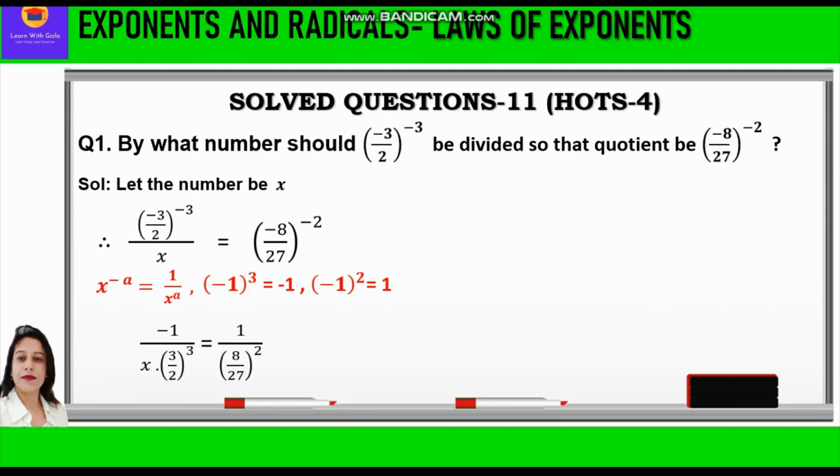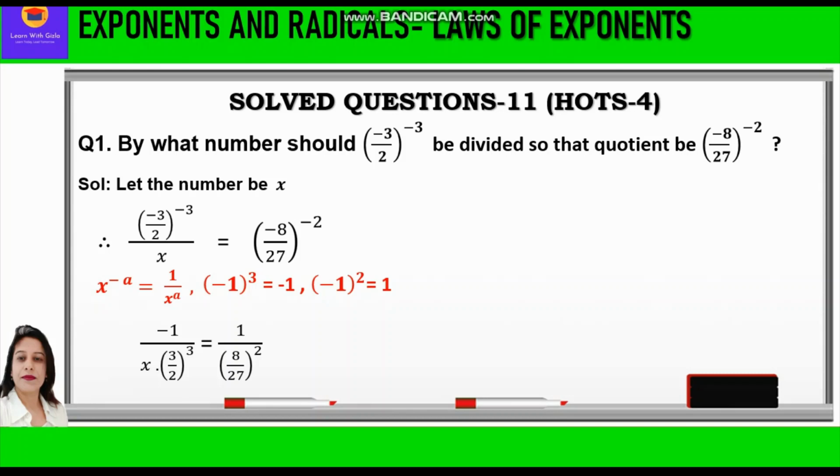So we write minus 1 upon x into (3/2)^3 is equal to 1 upon (8/27)^2. Now this (8/27)^2 has also come into the denominator. In this way we have converted the negative exponents into positive exponents by reciprocating the base and bringing the numerators down to the denominators.